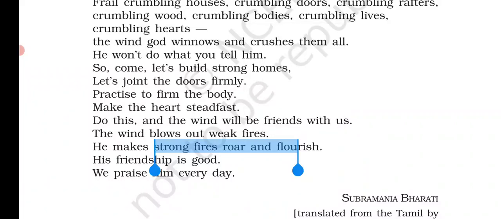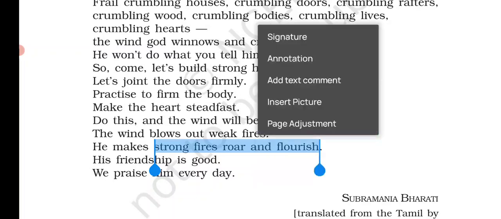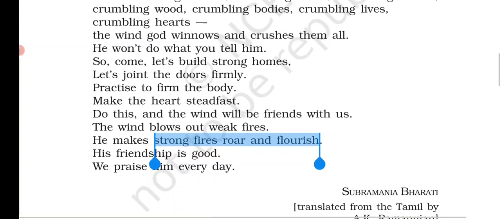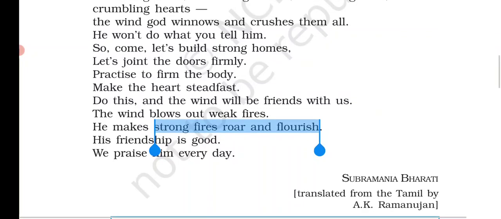Strong fires roars and flourish. As you can see, the f sound is being repeated. Fires, flourish, fire roars, flourish. So repetition of f sound. So this is an example of alliteration, when you see the repetition of consonant sound in two or more adjacent words.